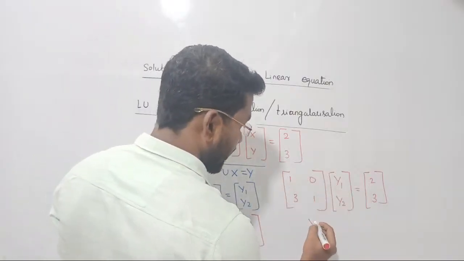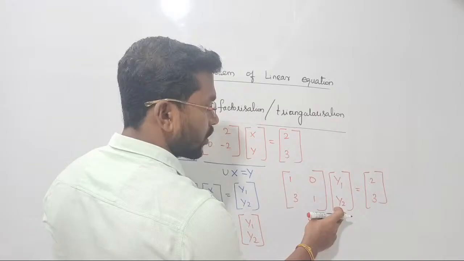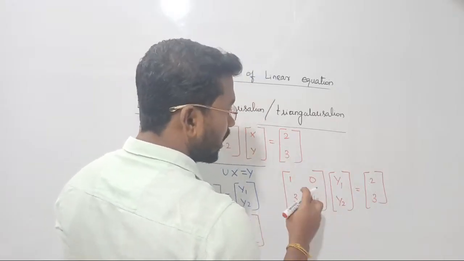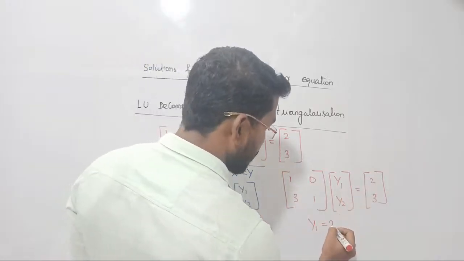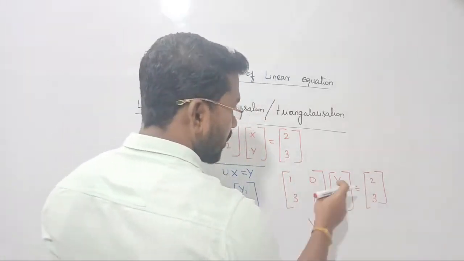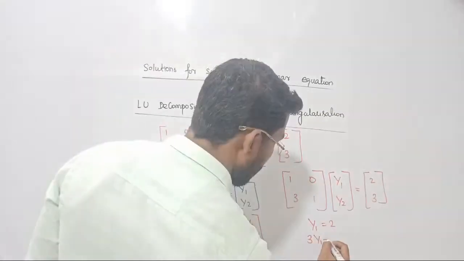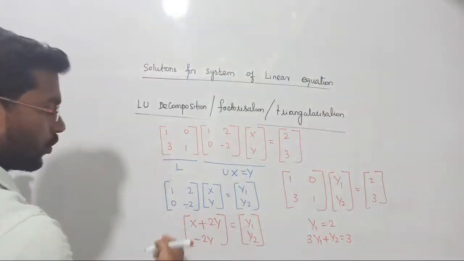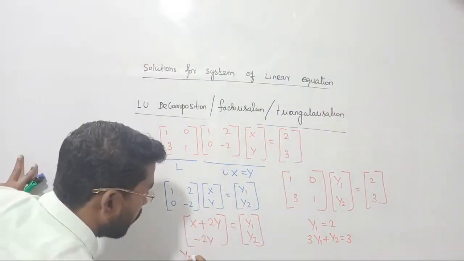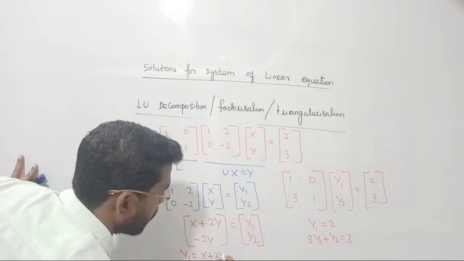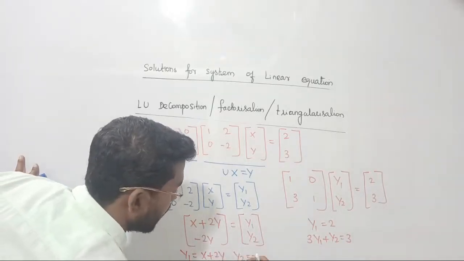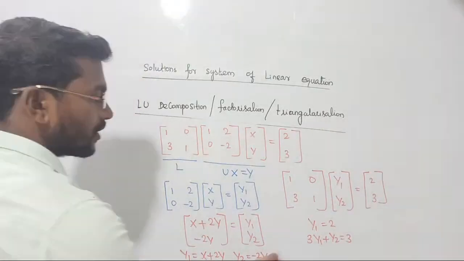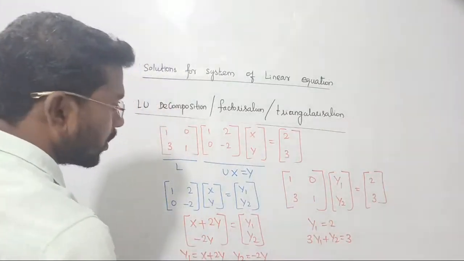If you solve these two expressions, what are you going to get? 1 into y1 plus 0 into y2, of course 0 into y2 becomes 0 only, equal to 2, such that y1 equals 2. Similarly 3 into y1 plus 1 into y2 equals 3. We got two equations. Here also we got two equations. y1 can be written as x plus 2y. y2 can be written as minus 2y. So let's solve these two equations in order to find the values of x and y.